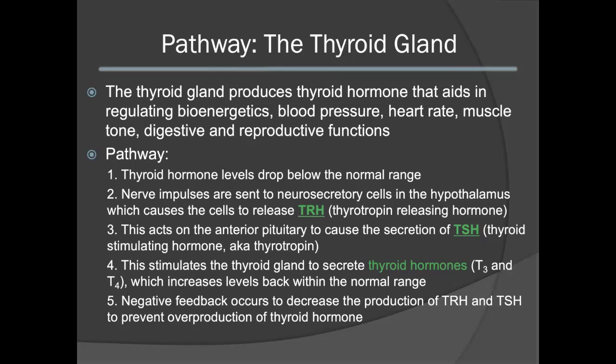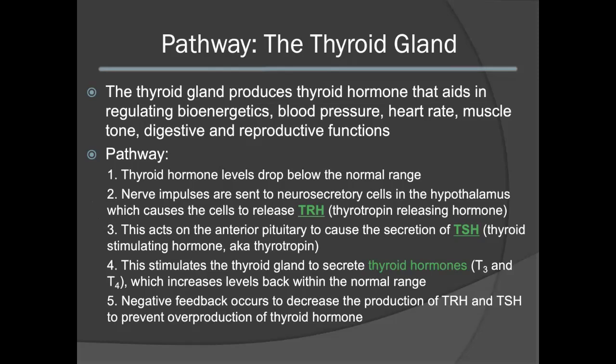The thyroid gland is another important gland in the body that produces thyroid hormone. Thyroid hormone is important in regulating bioenergetics, blood pressure, heart rate, muscle tone, digestive and reproductive functions. If thyroid hormones drop below a normal range, nerve impulses are sent to the neurosecretory cells in the hypothalamus. This will then cause the release of TRH, or thyrotropin releasing hormone. This will act on the anterior pituitary gland to secrete TSH, or thyroid stimulating hormone.